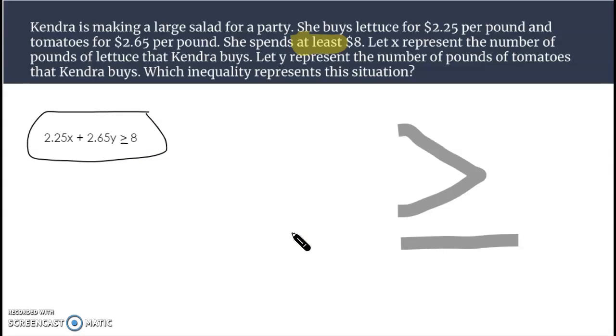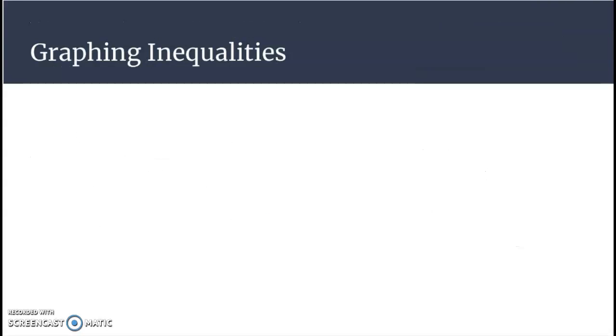2.25x plus 2.65y greater than or equal to 8. That means at least 8. The lowest amount could be 8 or higher. All right. So there's the setup. Let's look at another one here. Just graphing. Now a little primer on graphing inequalities.